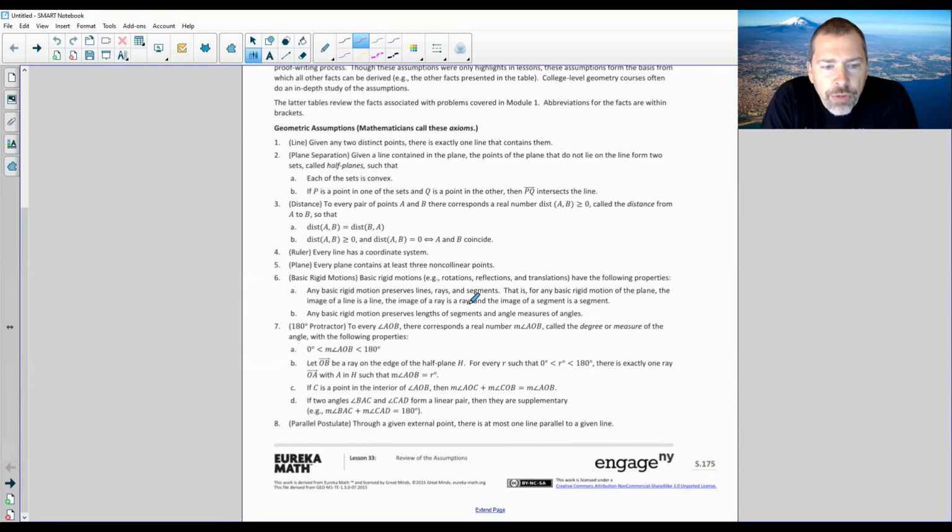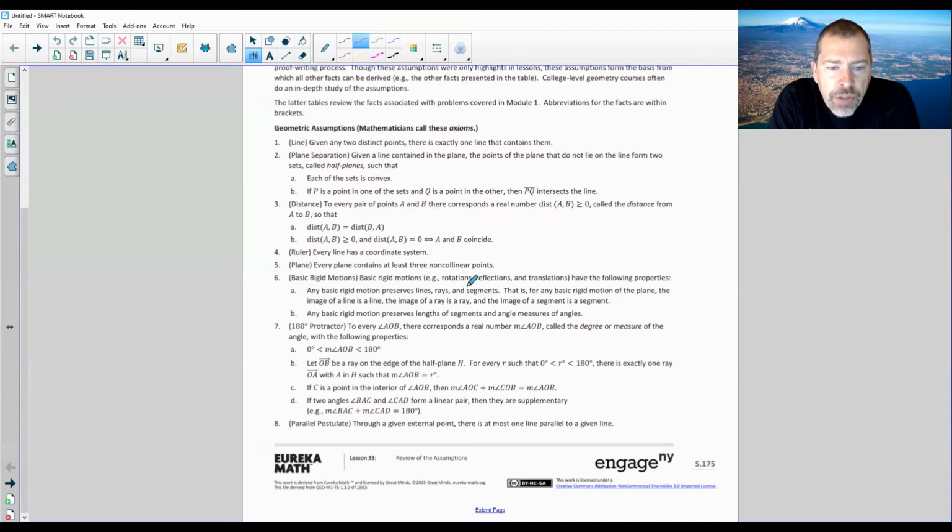6. Basic rigid motions. Basic rigid motions, for example, rotations, reflections, and translations, have the following properties. A. Any basic rigid motion preserves lines, rays, and segments. That is, for any basic rigid motion of the plane, the image of a line is a line, the image of a ray is a ray, and the image of a segment is a segment. B. Any basic rigid motion preserves lengths of segments and angle measures of angles.